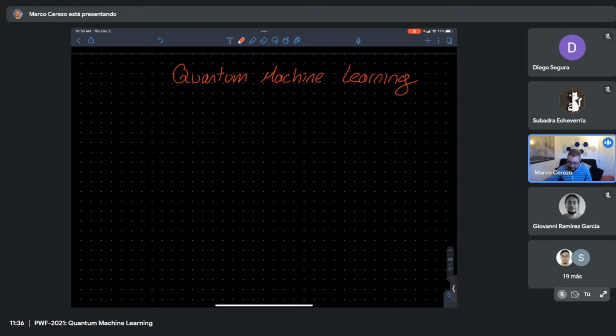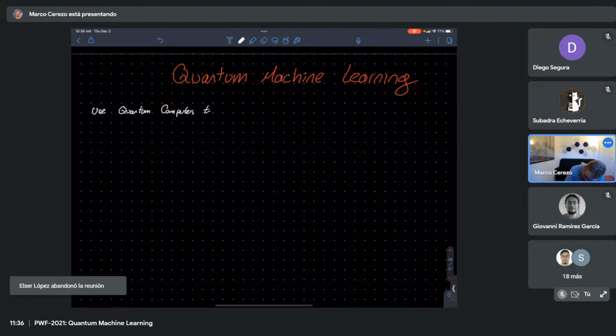Okay, so let's just start talking about quantum machine learning. So what's the idea of quantum machine learning? The idea is we want to use quantum computers to learn from data.